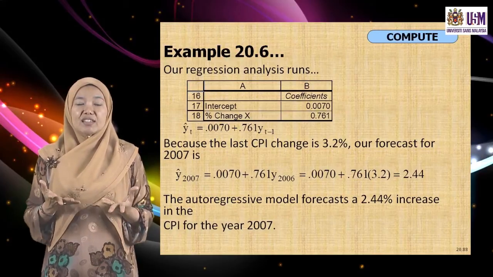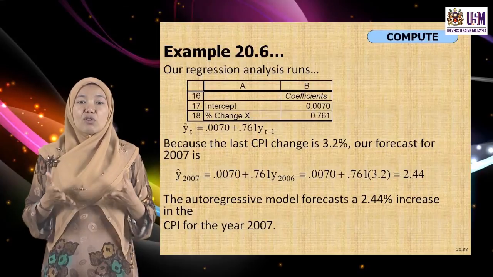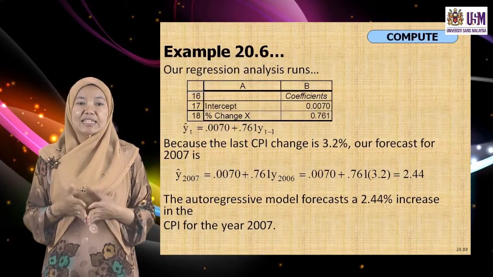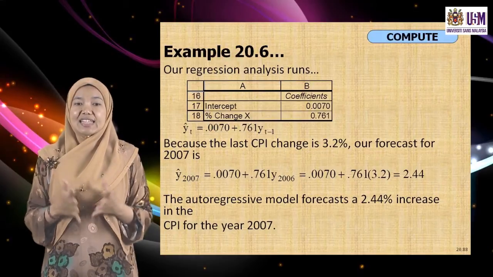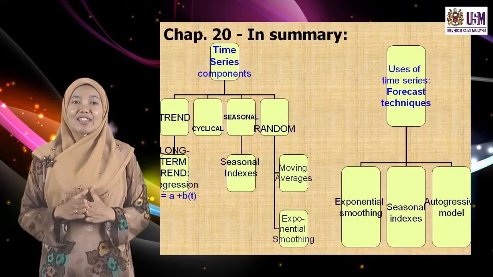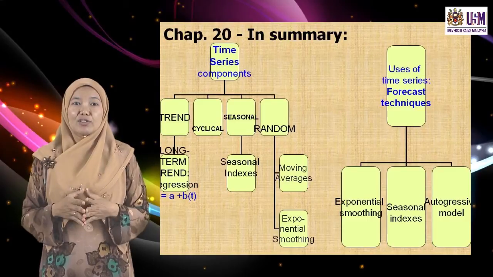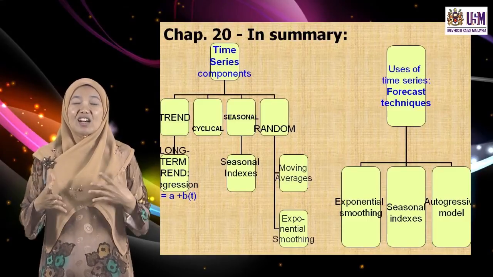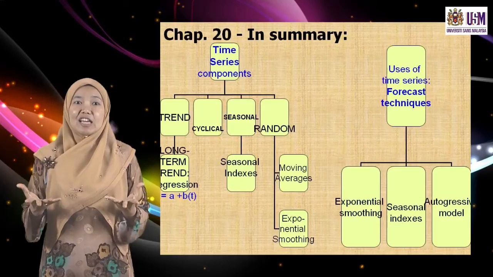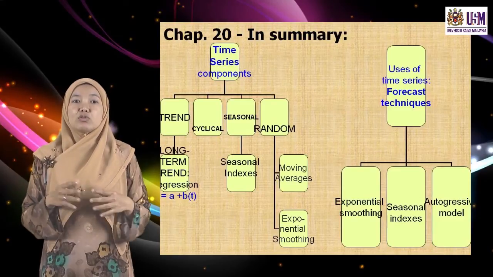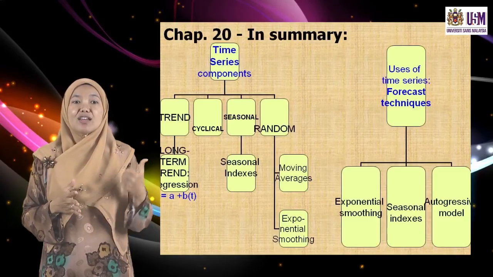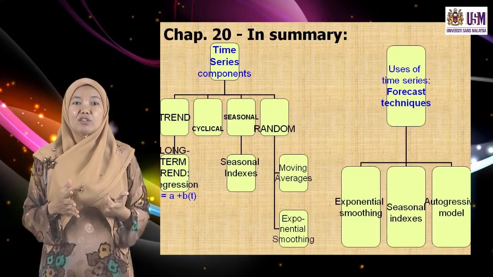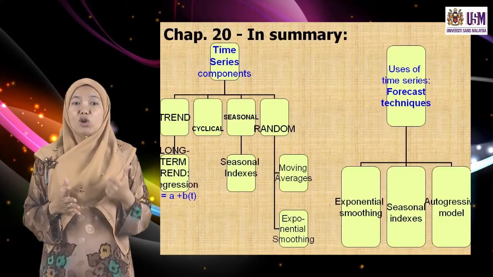So what it means is that the autoregressive model forecasts a 2.44% increase in the CPI for the year 2007. Now let's recap what you have understood so far with regards to time series analysis. In short, you need to know four different components of time series: trend value, cyclical value, seasonal value, as well as the random component.